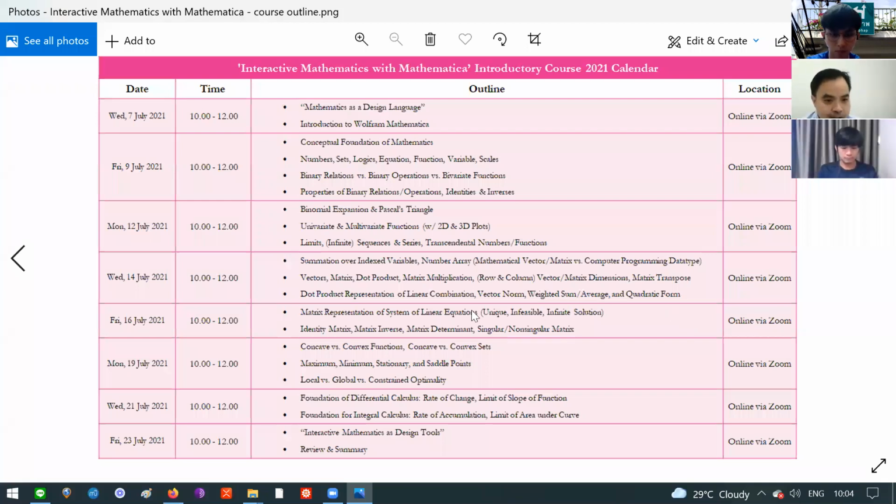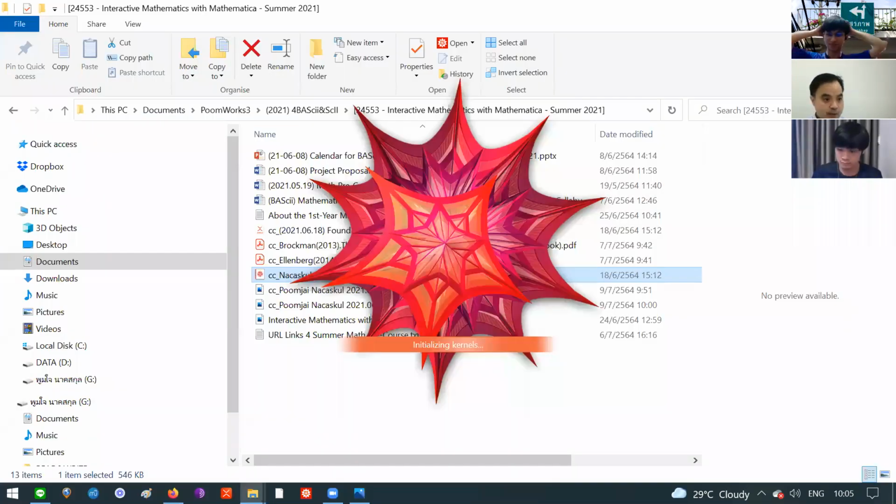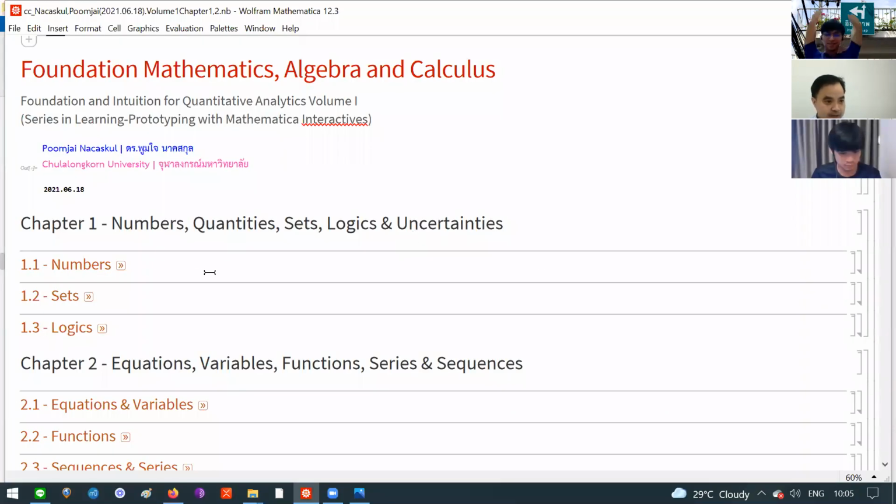Okay, so let's go to our Mathematica notebook. By the way, it's actually version 12.3 now, but for this class, you won't need to update.